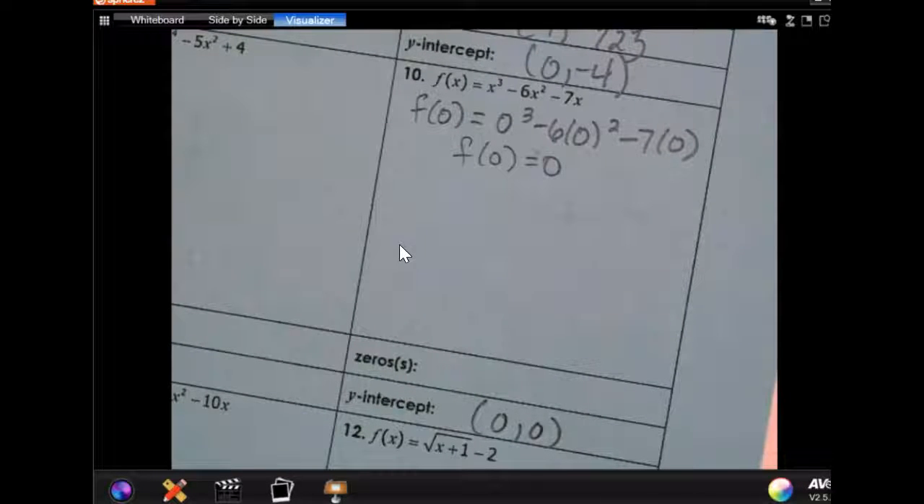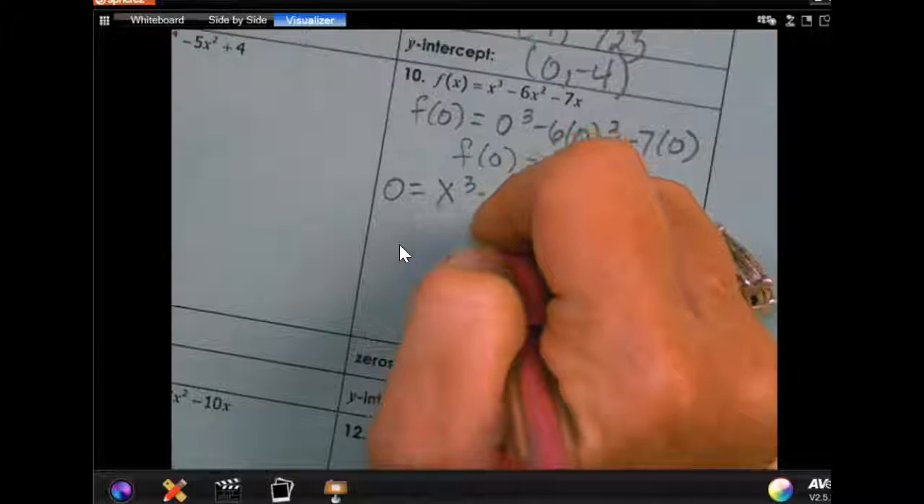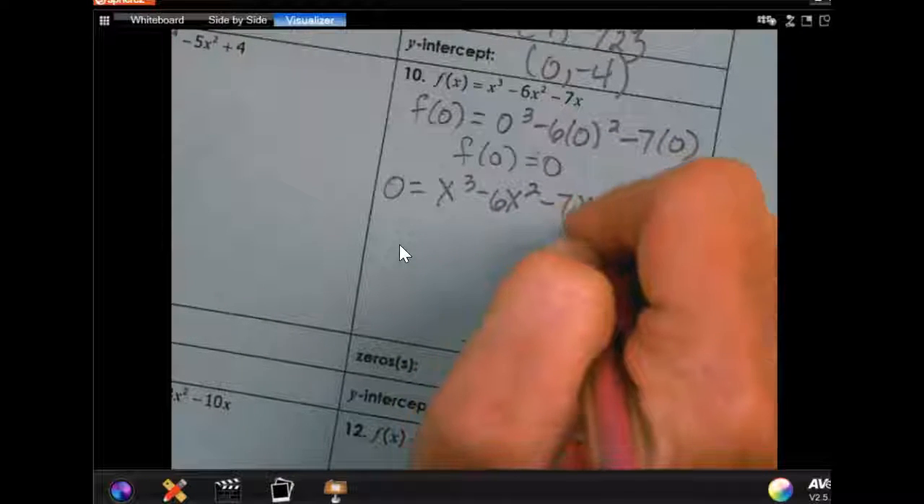And then I want to set this equal to 0 to solve for my x's.